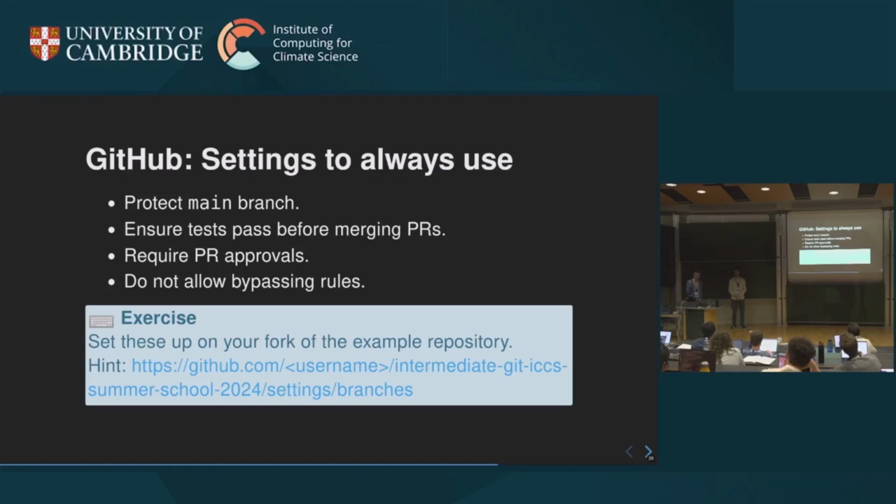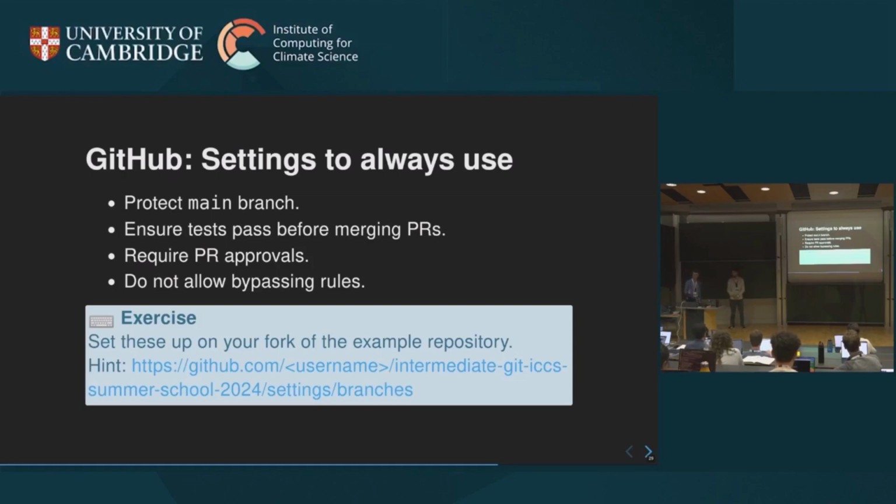You can have a setting which ensures that tests always pass before you merge the pull request. That's definitely a good idea. Otherwise, you're going to end up with a main branch that's potentially broken. You should require pull request approvals so that people don't just create a pull request and then merge it because they couldn't wait or something.